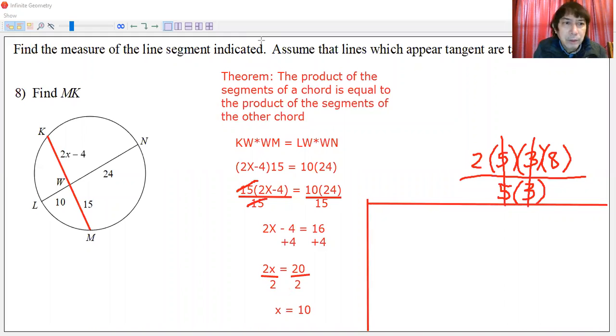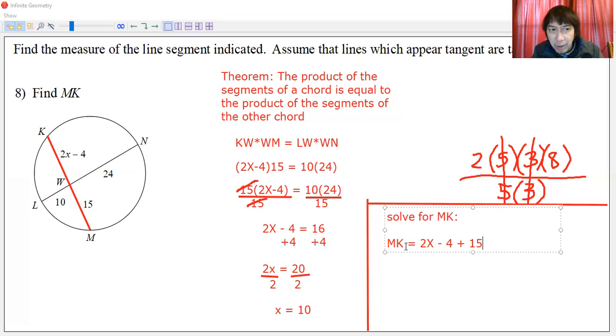Okay, so what is segment MK? We write here: solve for MK. Use capital letters, MK. Now MK is equal to the expression 2x minus 4 plus 15. We're adding the lengths KW and WM, because that's the entire length MK.